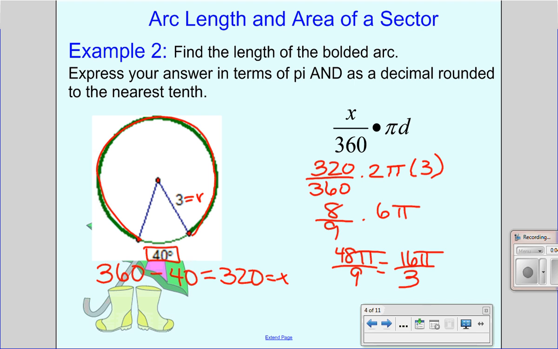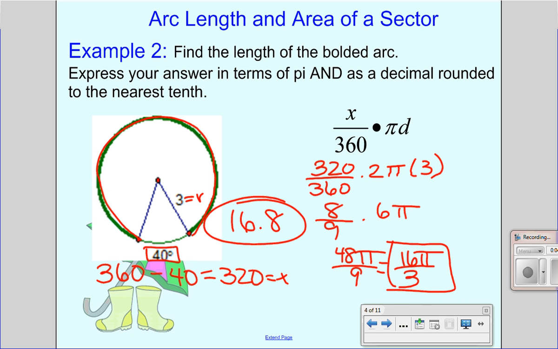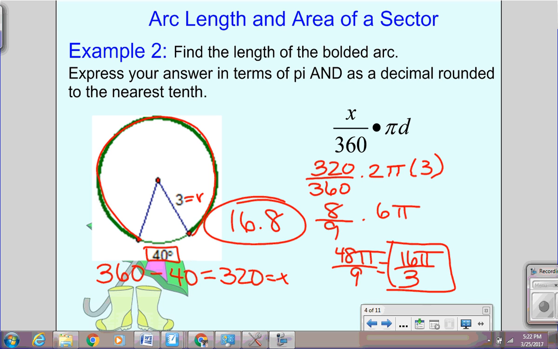Then I'm going to plug 16 pi divided by 3 into my calculator to find my decimal answer, and I will get a value of 16.8. Again, if you're still confused, please pause the video and go back and re-watch parts of the video.